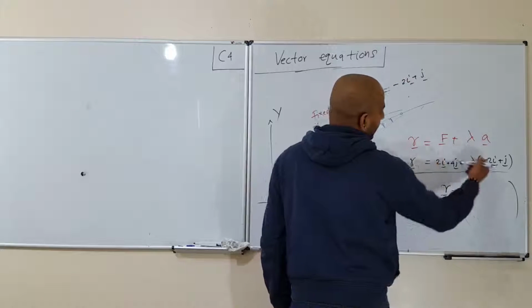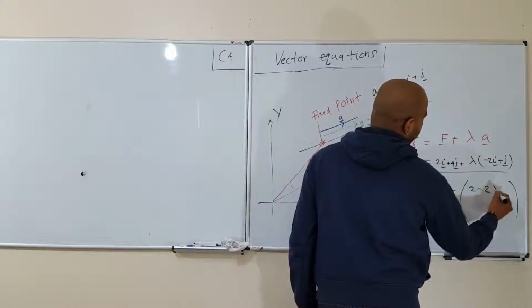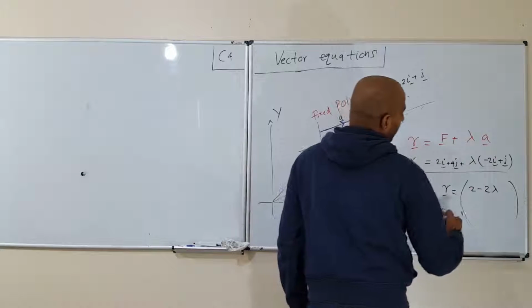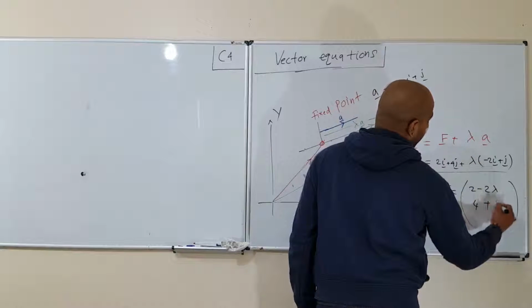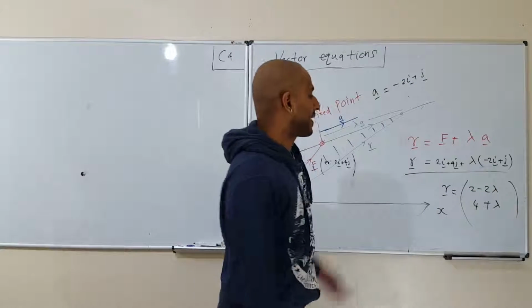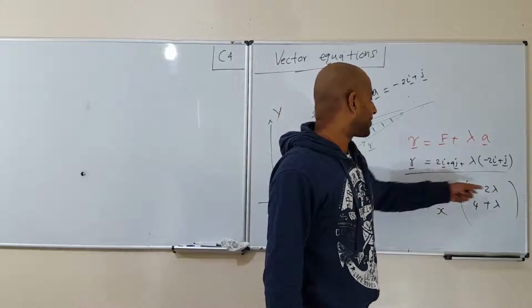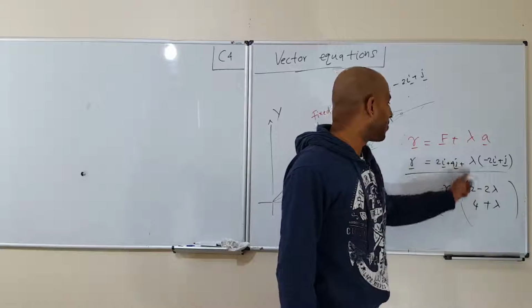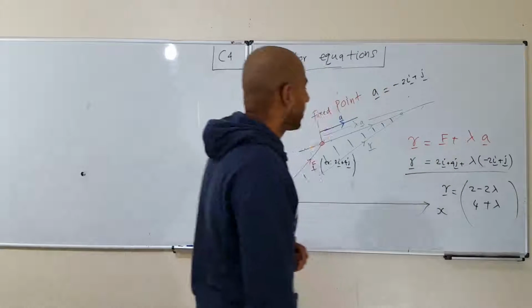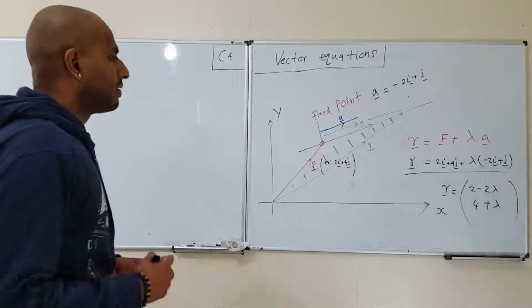We can write 2 minus 2 lambda. See? 2 minus 2 lambda, 4 plus lambda j. That's it. If you want, you can write it like this. That's I, whole I, you can take together: 2 minus 2 lambda, 4 plus lambda. Alright, if you want, you can repeat it like that.